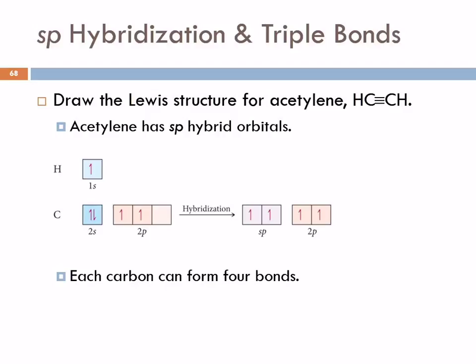So let's look at acetylene. This is HC triple bond CH. Acetylene is going to have sp hybrid orbitals. When we draw the Lewis structure, well, that basically is the Lewis structure.